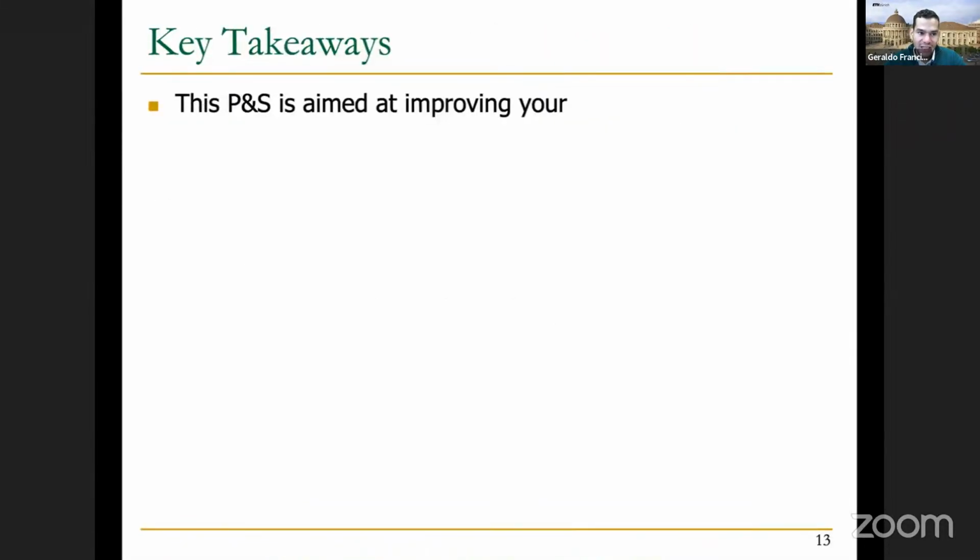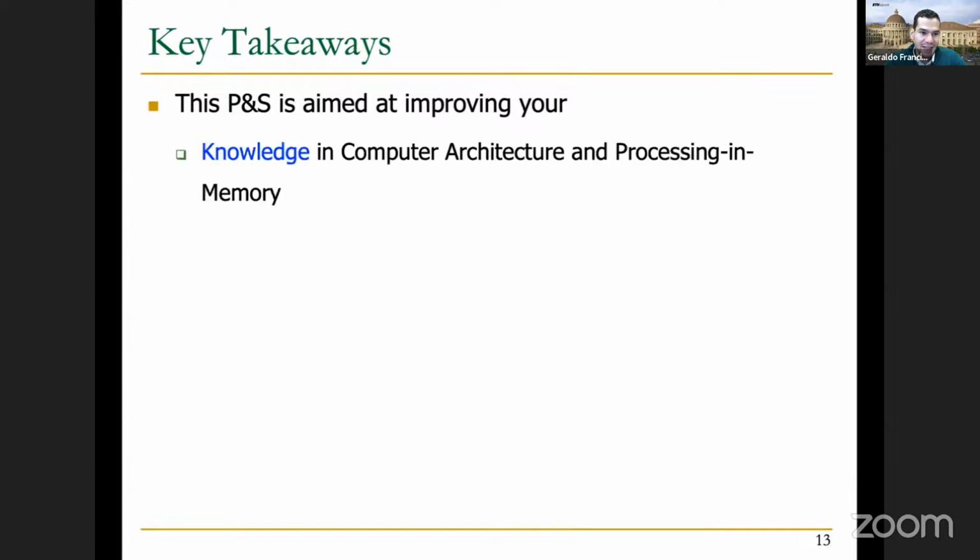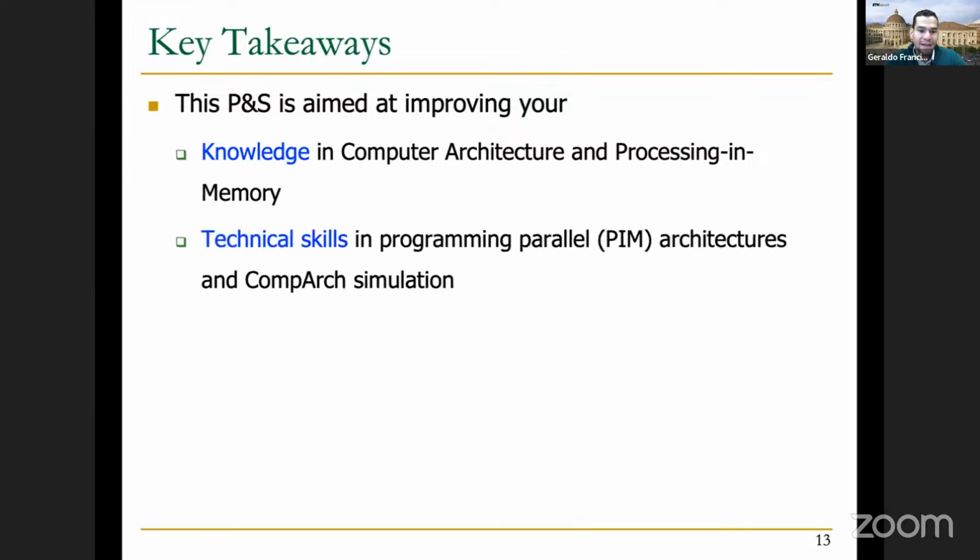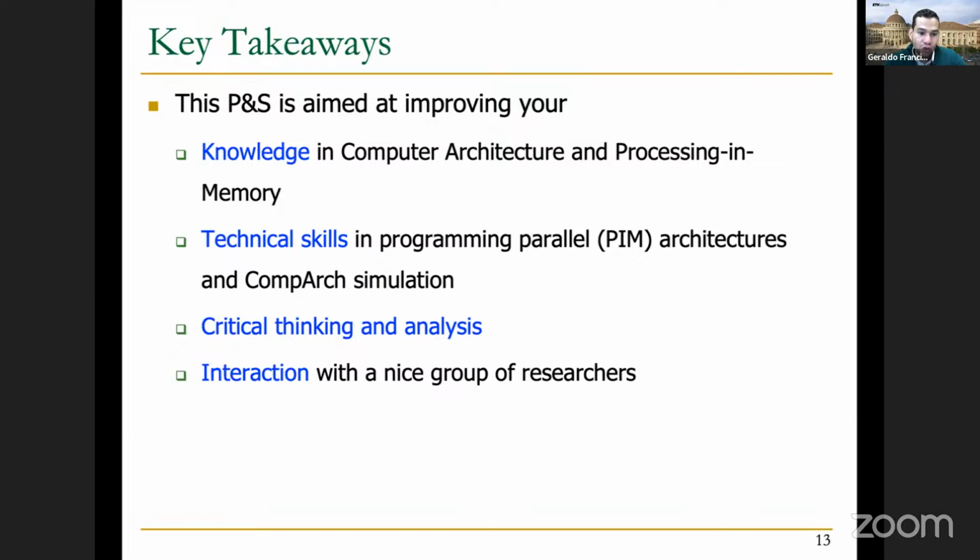So in summary, the key takeaways for this class are to allow you to get more knowledge on computer architecture and processing memory, and technical skills in programming and architecting processing memory architectures and computer architecture simulators. When you're doing that, a key thing in computer architecture as a field is to think critically. You always need to think about trade-offs and how you can better design a system, taking into account several different metrics at the same time, metrics that most of the time contradict each other.